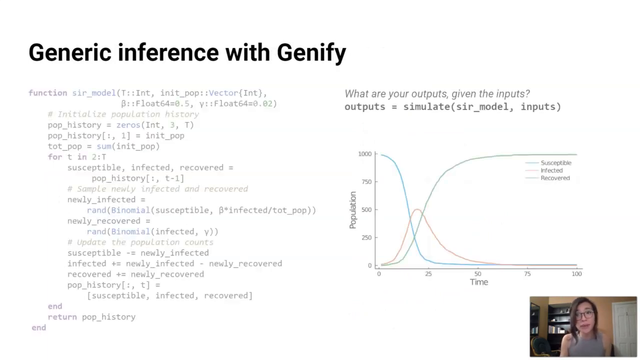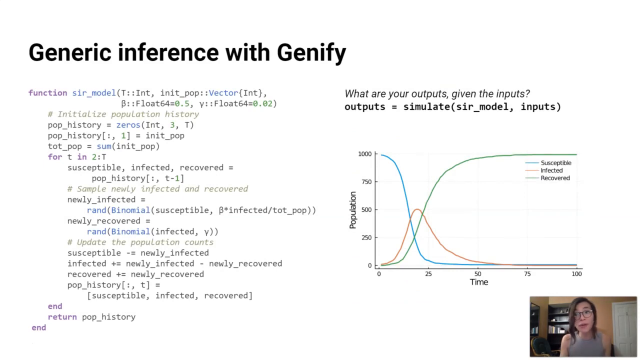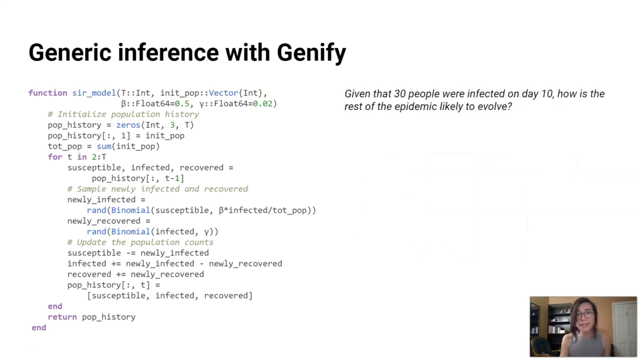Having shown how Genify works, let's look at what capabilities it unlocks. Returning to our original model of viral spread, we know that it can already tell us how a virus is likely to spread given some inputs and parameters. But what about a slightly more complex question like, given that 30 people were infected on day 10, how is the rest of the epidemic likely to evolve?